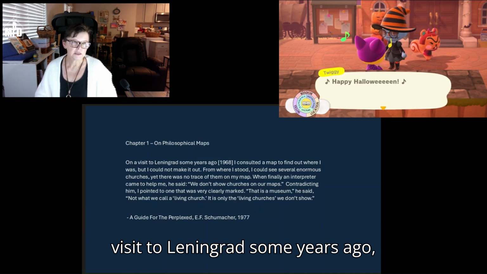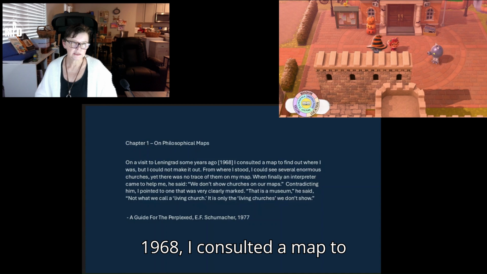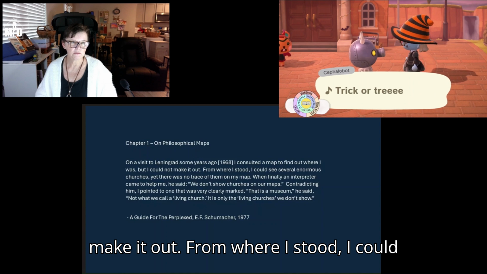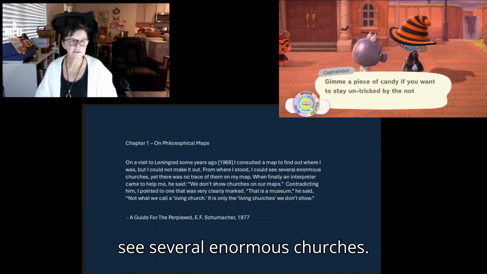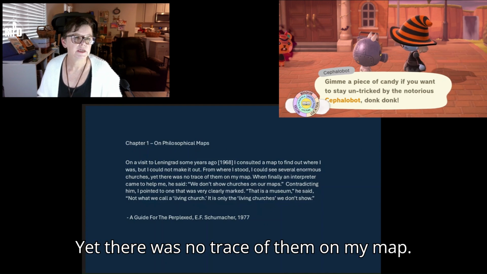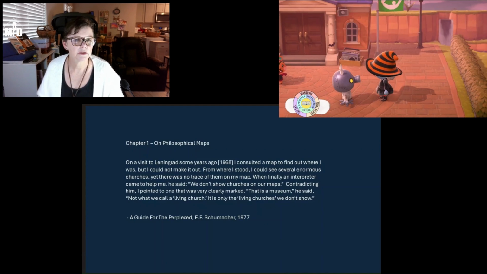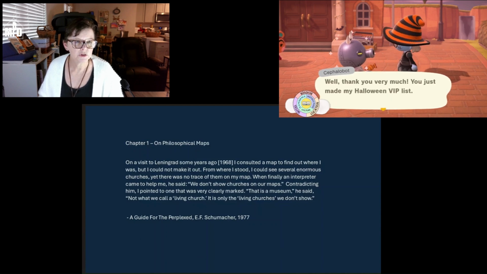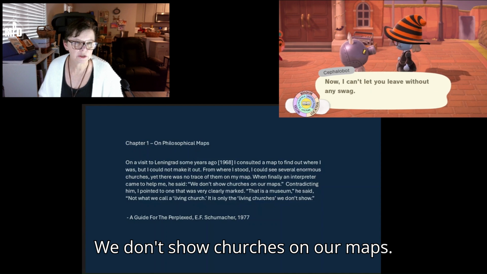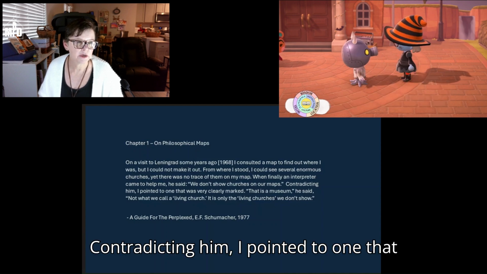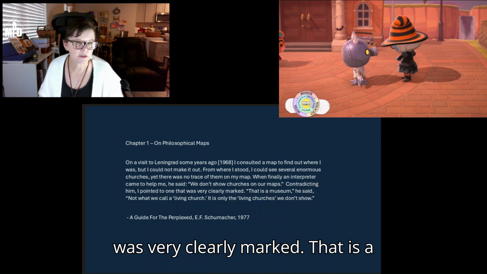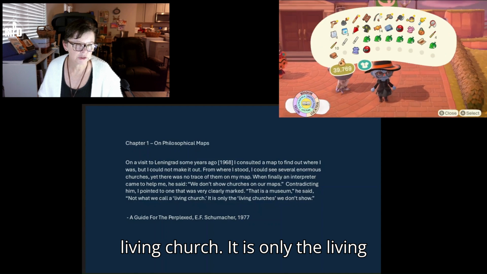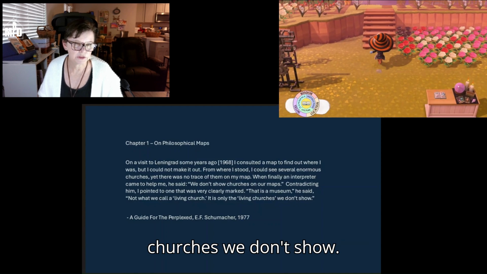On a visit to Leningrad some years ago, 1968, I consulted a map to find out where I was, but I could not make it out. From where I stood, I could see several enormous churches, yet there was no trace of them on my map. When finally an interpreter came to help me, he said, we don't show churches on our maps. Contradicting him, I pointed to one that was very clearly marked. That is a museum, he said, not what we call a living church. It is only the living churches we don't show.